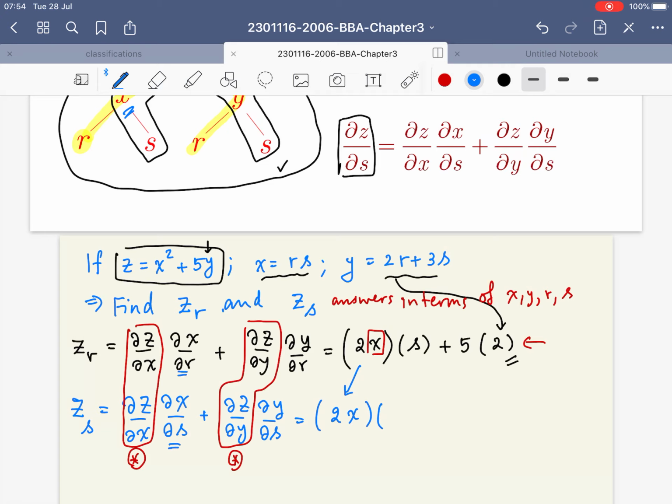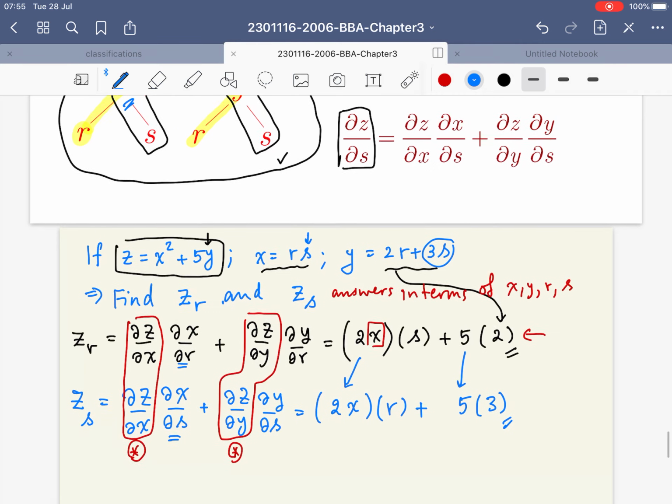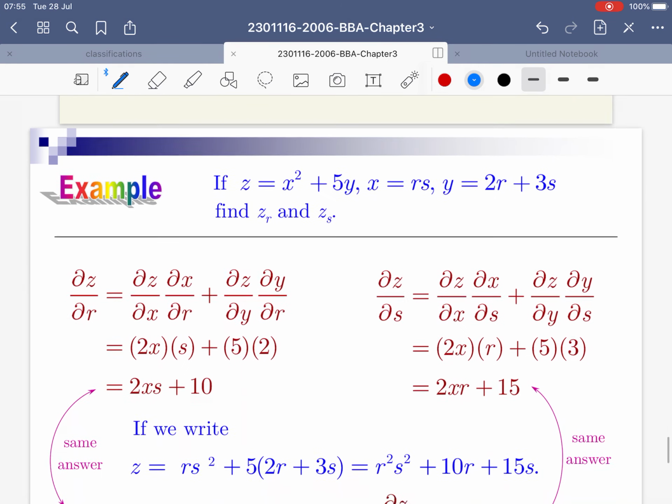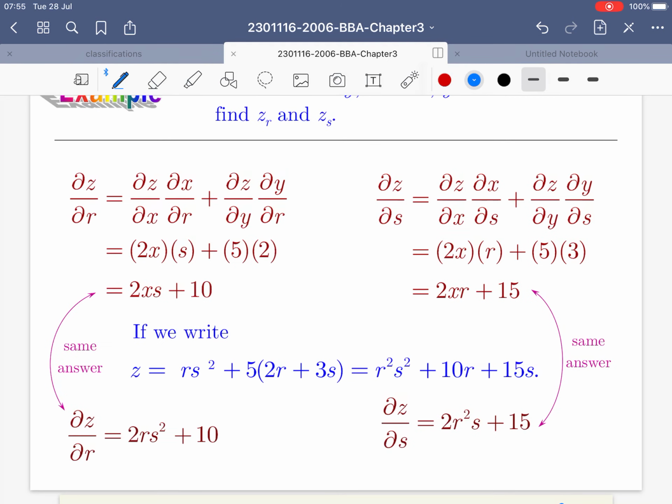The only one that will change is the one that follows. You are going to find a derivative with respect to s, so you have an r instead, and then this one will be just 5 as it is, and then the derivative with respect to s, so you have a 3. Then this will be a good enough final answer. If you don't like my handwriting, you can just have this one typed, and as I told you, this one can be regarded as your final answer. You don't really need to go to this one.